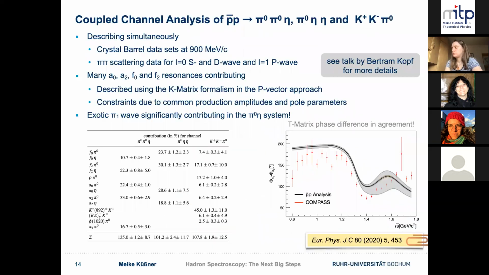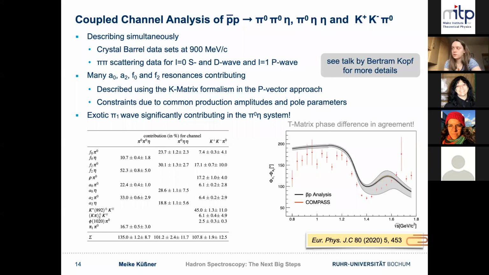So now I will talk about the coupled channel analysis. This was already covered slightly by Bertram last week. And the idea here was to study these 3 decay channels using Crystal Barrel data at 900 MeV/c and combining it with pi pi scattering data for the isospin 0 and isospin 1 waves and describing all this data simultaneously. So there were many a0, a2, f2, and f0 resonances contributing. So this was a very complex fit. And this was all described using a K-matrix formalism in the P-vector approach.